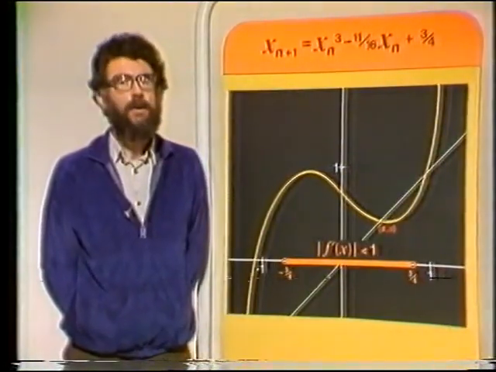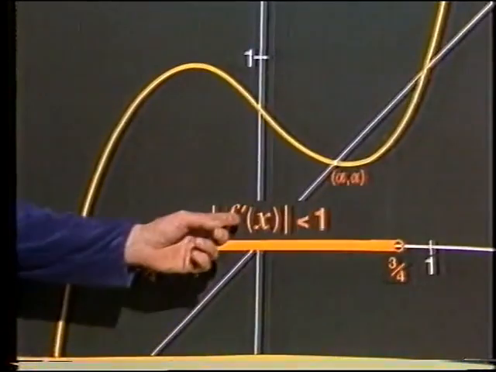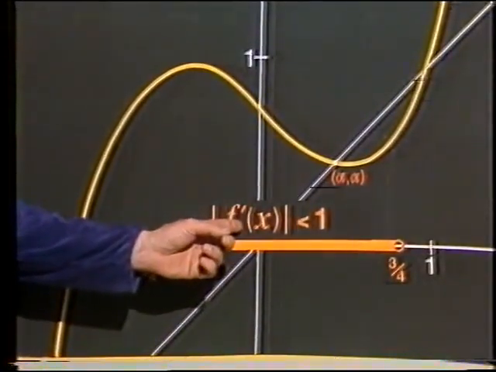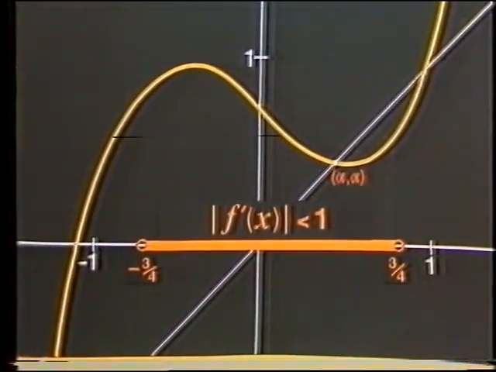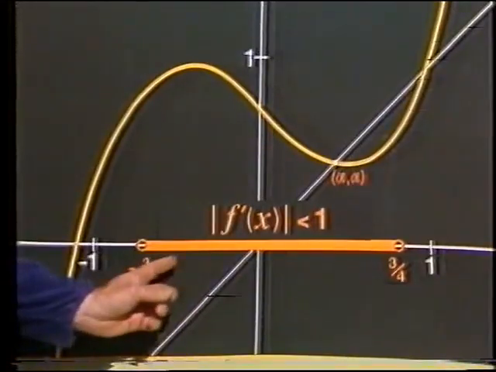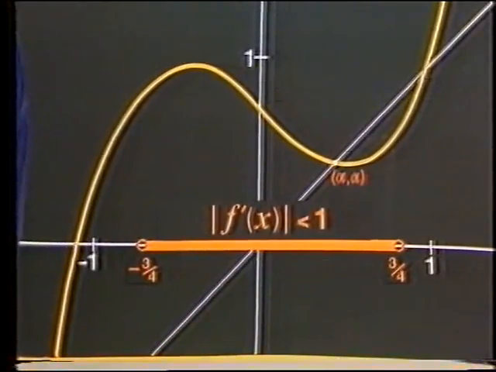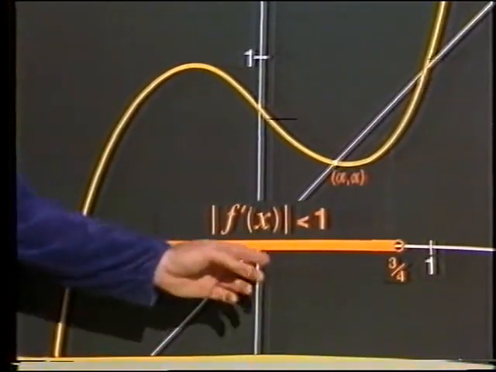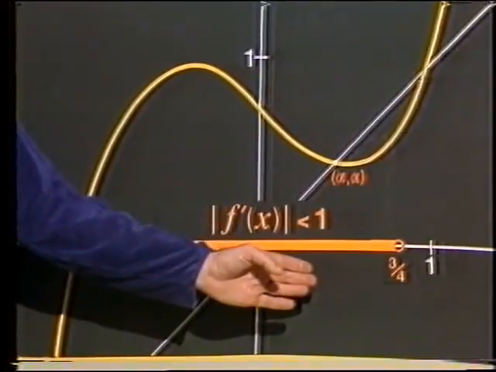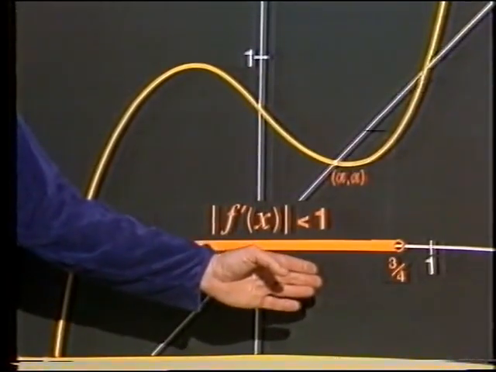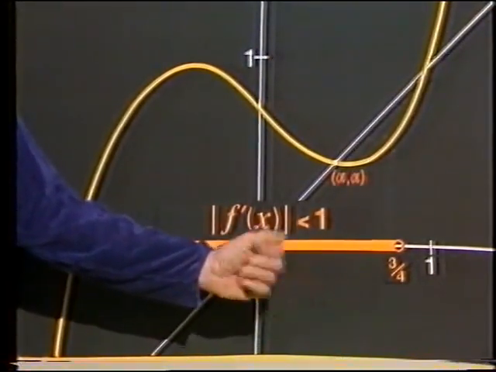What we did was to take the derived function of the iteration function and find those values of x for which the derived function has modulus less than 1. And we found that when x lies between -3/4 and 3/4, then the modulus of the derived function is indeed less than 1. So, if you take any point in this interval, the tangent at the corresponding point on the curve has slope of modulus less than 1.